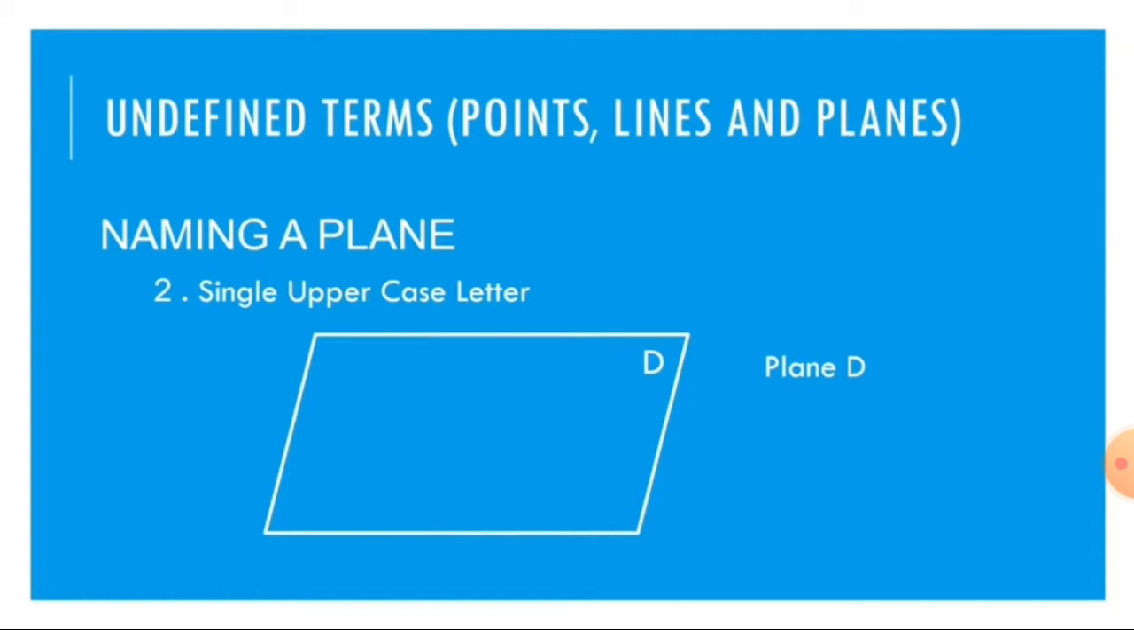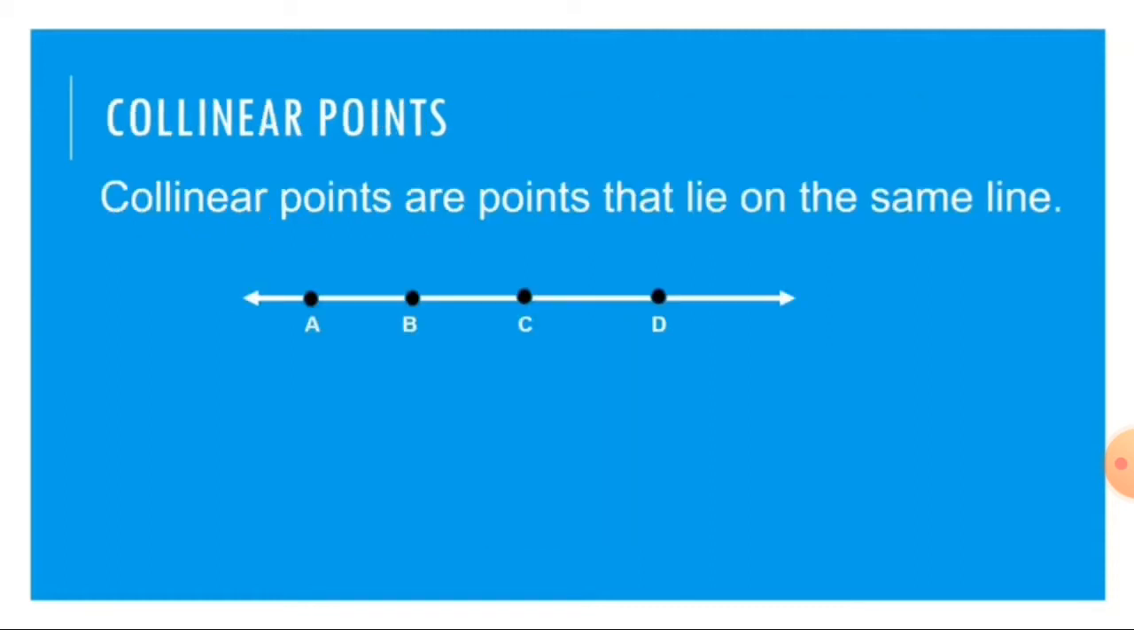So kapag pinag-uusapan daw ang undefined terms, kailangan daw familiar din tayo sa collinear points. Collinear points are points that lie on the same line. Let us consider this illustration. Meron tayong point A, point B, point C, and point D. Let us just concentrate with point A. Tingin tayo kay point A.